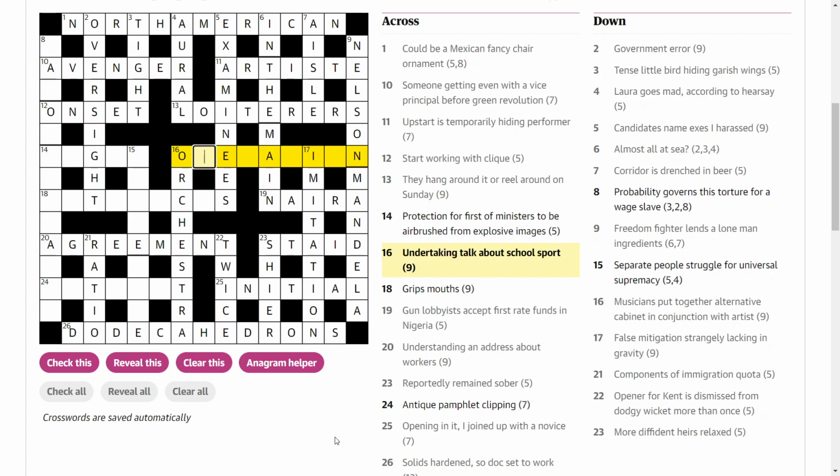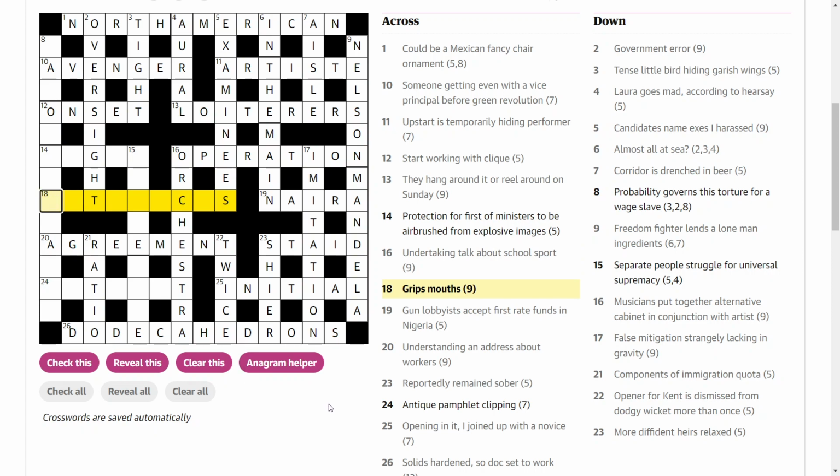Understanding. Talk about school sport. Operation. Yeah, I think it is operation. Which is talk is oration, and then school sport is PE. Operation, understanding. No, operation, undertaking, yes.